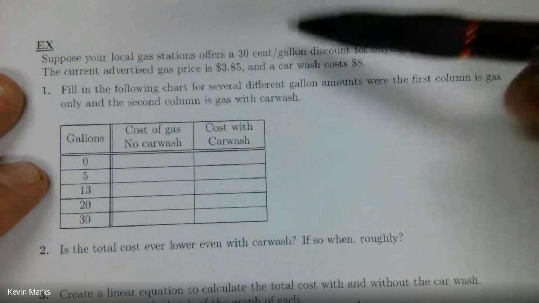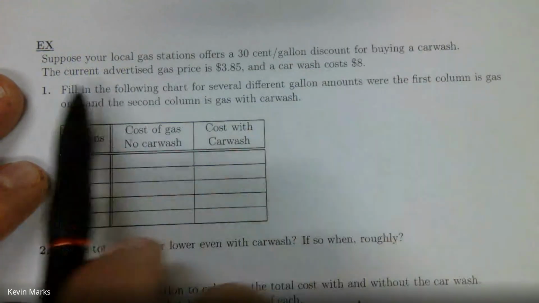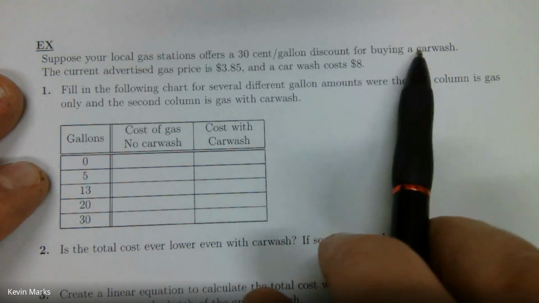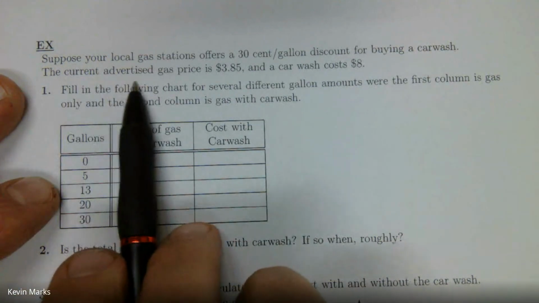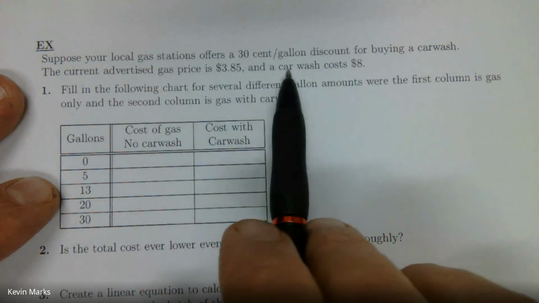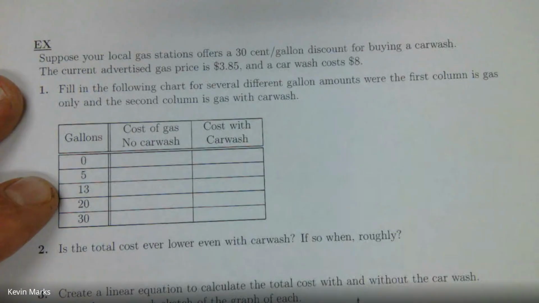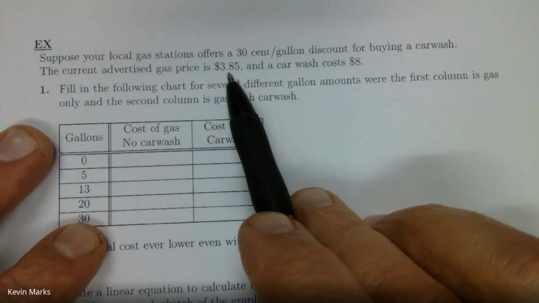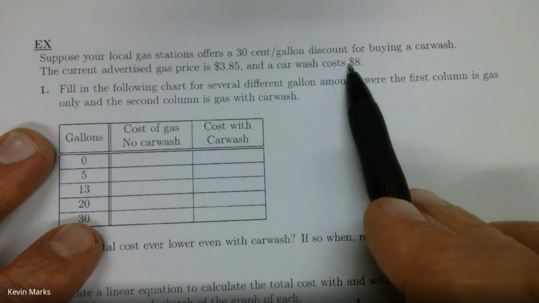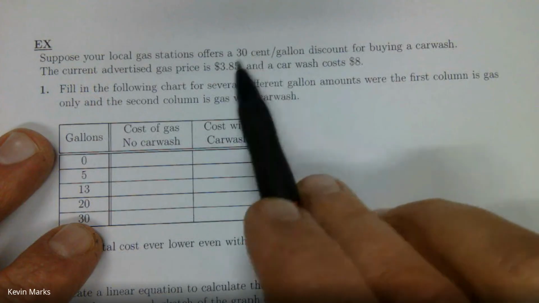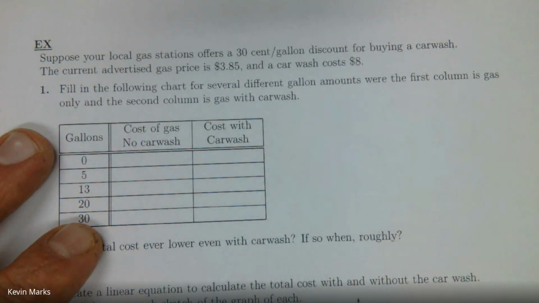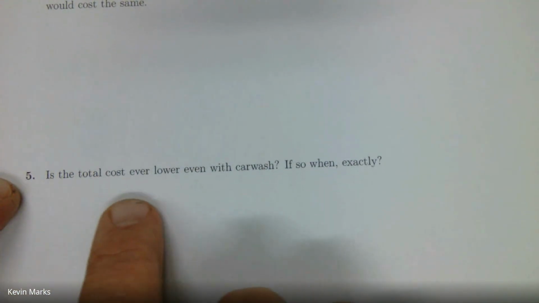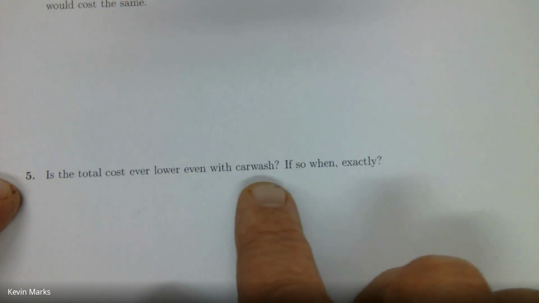You've probably seen this before, maybe not with quite such a heavy discount, but let's suppose your local gas station offers a 30-cent gallon discount for buying a car wash. The current advertised gas price is $3.85, and the car wash costs $8. So basically it's $3.85 per gallon, but if you buy an $8 car wash, they're willing to give you 30 cents off per gallon. So the ultimate question here is, is the total cost ever lower even with the car wash?